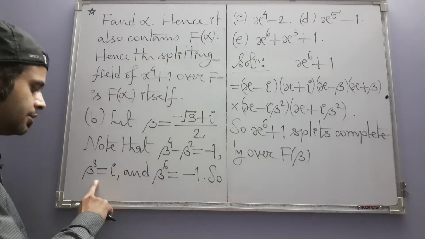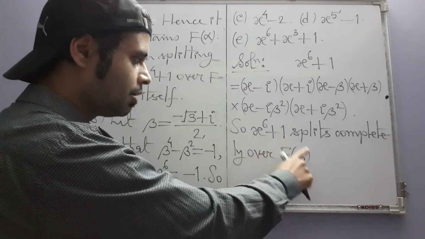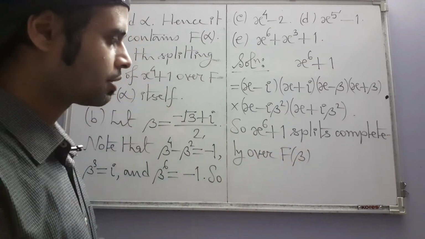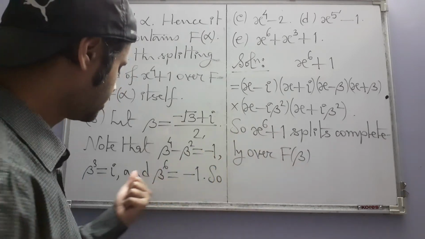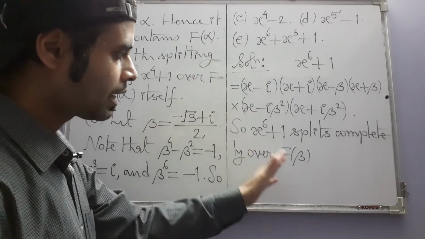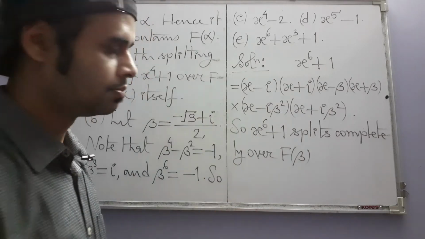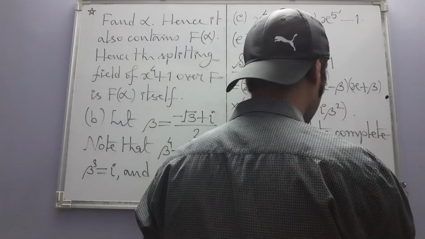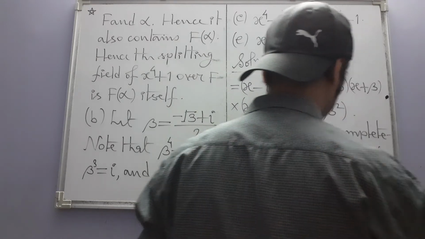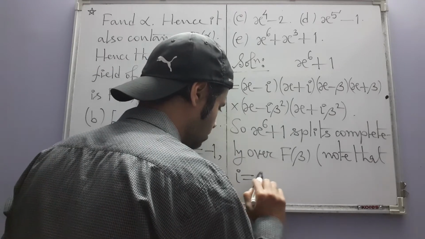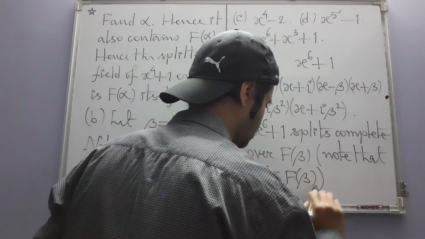But what about I, minus I? What about these things? You need to actually see that they also belong to this. Otherwise, how are we saying that this splits completely over F beta? Luckily, we have this relation. I is in fact beta cube. So since beta already belongs to this field, which is an extension of F, its cube also belongs to the field, because a field is closed under multiplication, so I should belong to this. Now because I and beta both belong to this, these roots also belong to F beta. So in brackets we write, note that I equal to beta cube belongs to F beta.